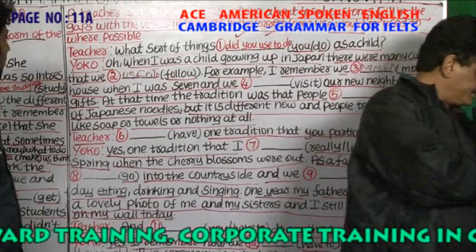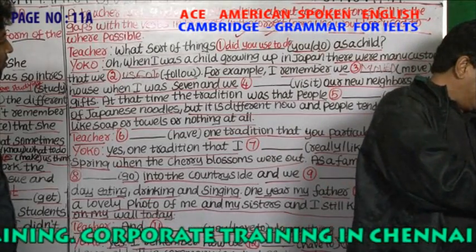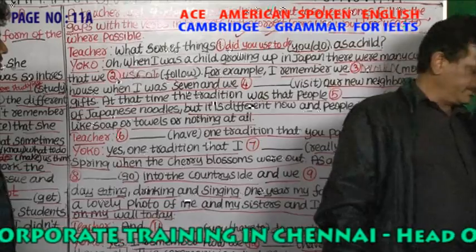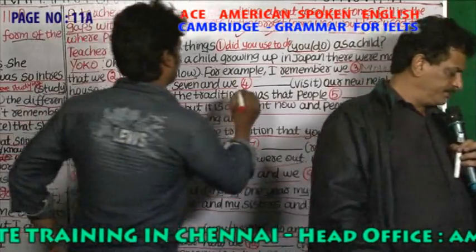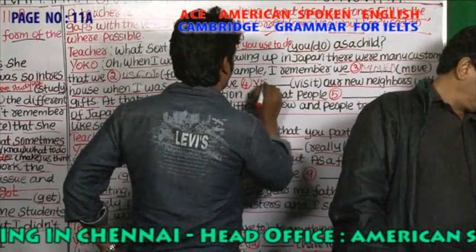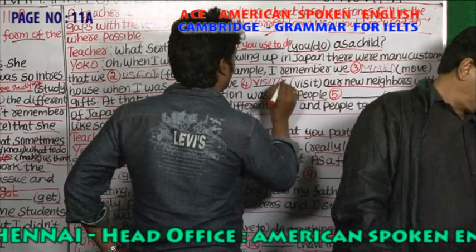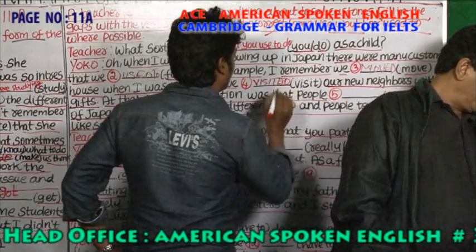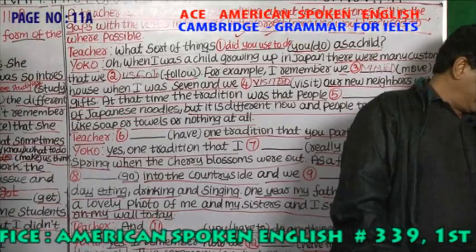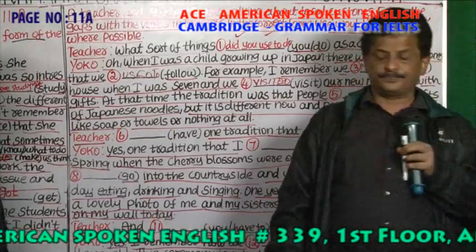Number fourth, what is the answer? Visited. Write it down, visited. Okay, you are finished.